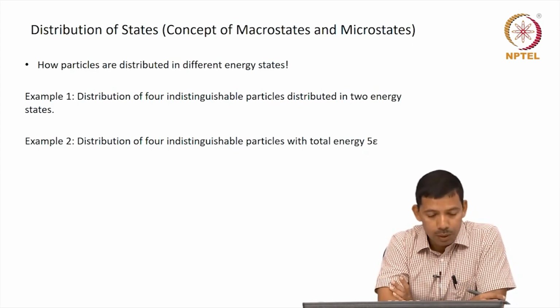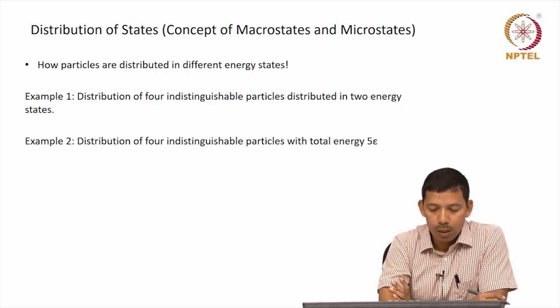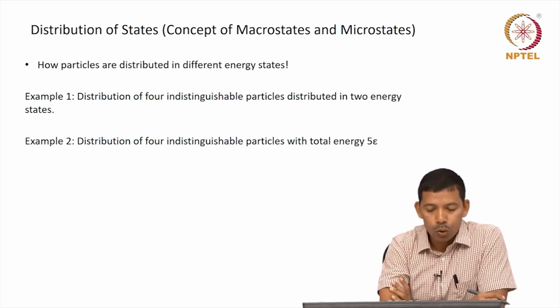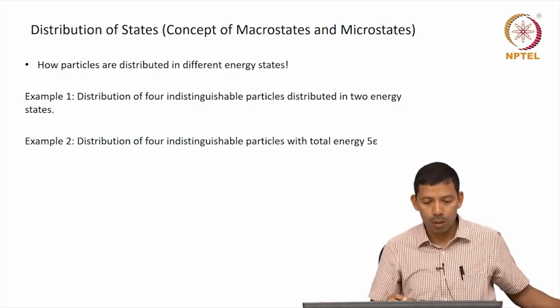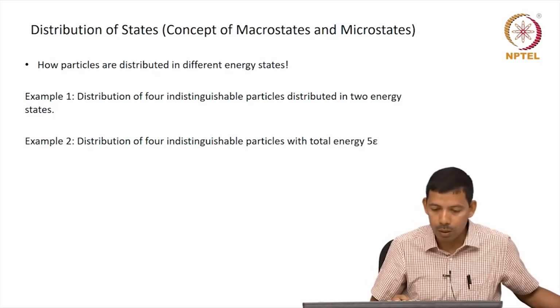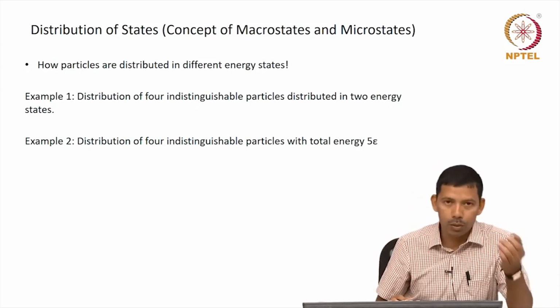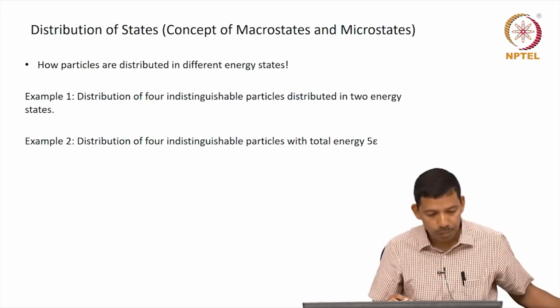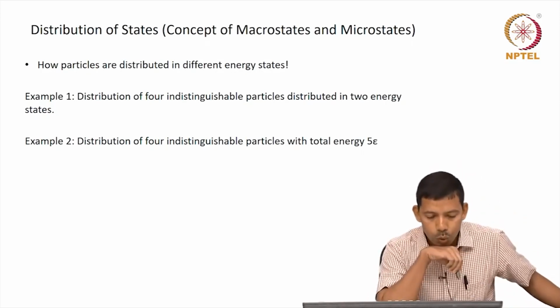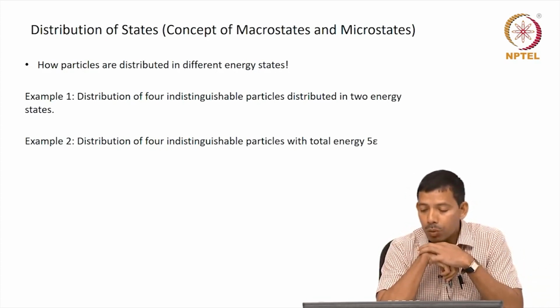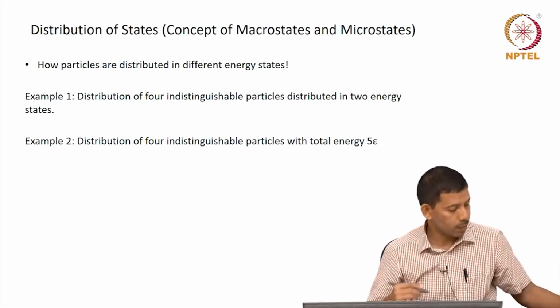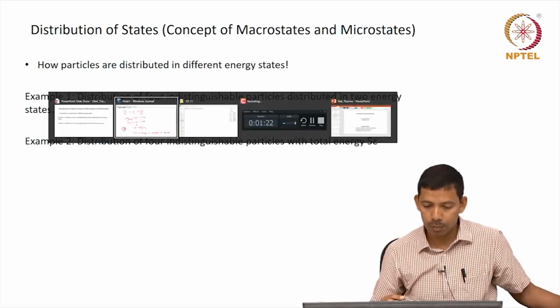We'll take two examples, and those two examples will give you a clear idea what you mean by distribution of states in a quantum system, and that will propagate to classical systems for statistical thermodynamics for biological molecules. Now we'll take example 1. In example 1, we'll be looking at distribution of 4 indistinguishable particles distributed in 2 energy states. Let's write it down.